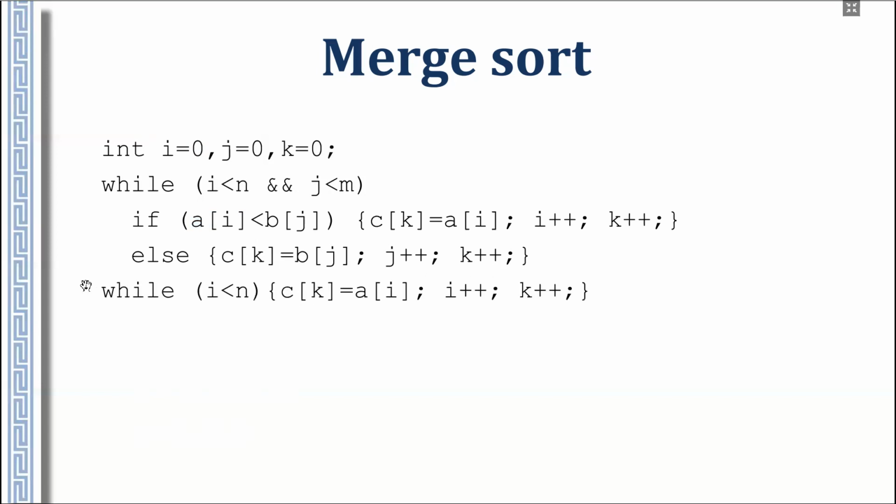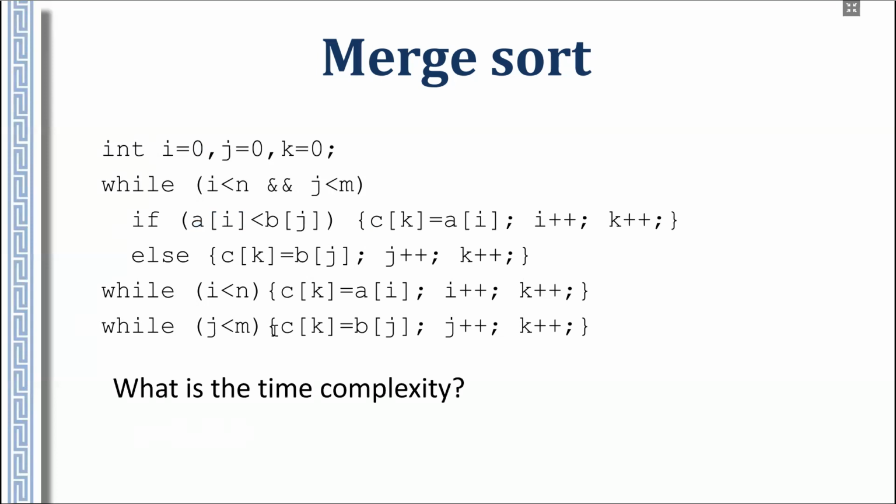And if we still have some elements in array A after this process, it means that array B is finished. Then we write all the rest of the elements from array A. And we do the same with array B.